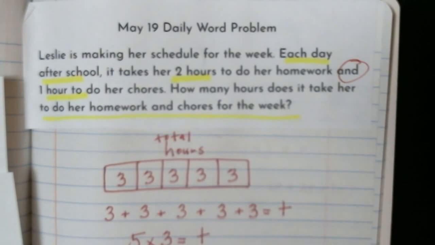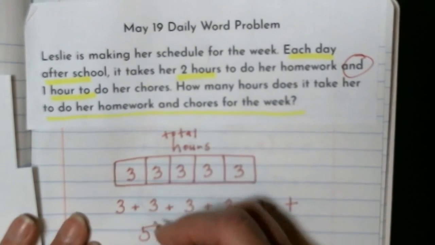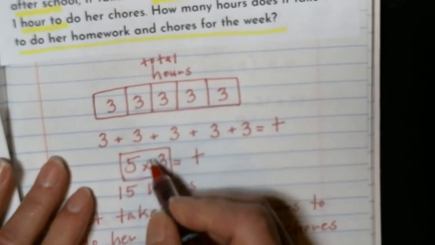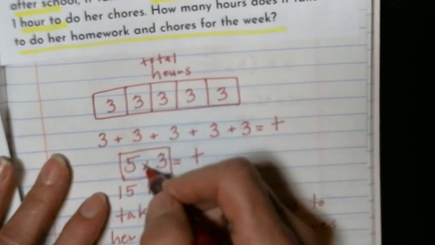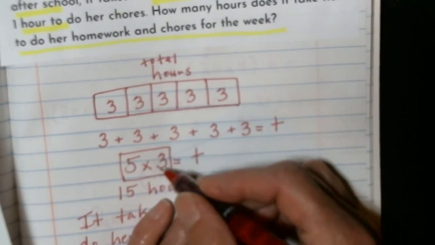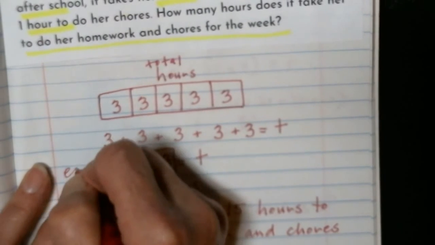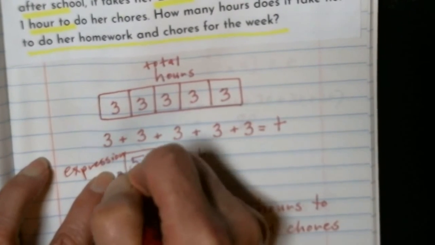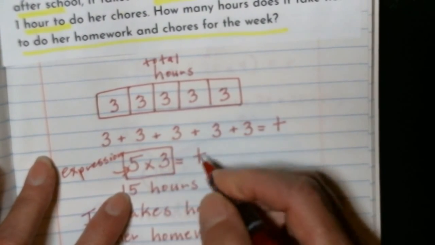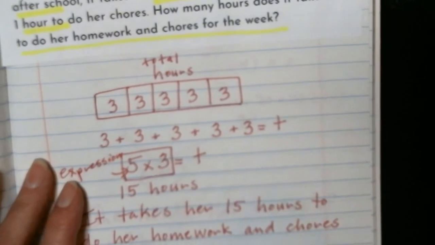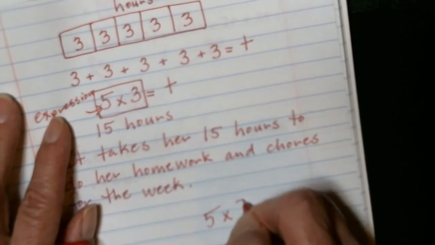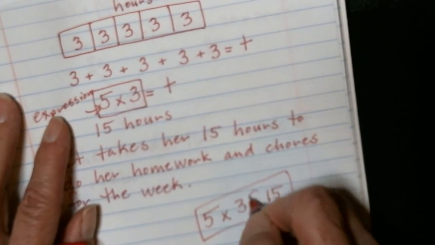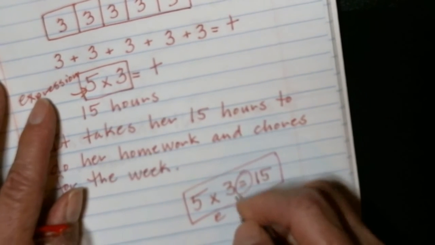Let me just circle this. We knew it was 3 hours each night and there were 5 nights. So this is the expression part. The 5 times 3 is an expression. Just that part of it. Now when you find the 5 times 3 equals 15, now that's an equation. It has this equal sign. So now it's an equation.